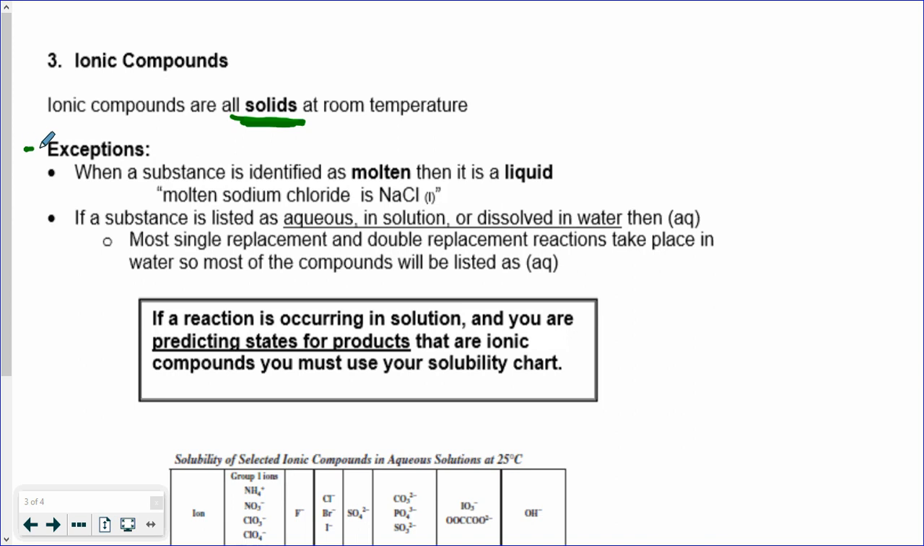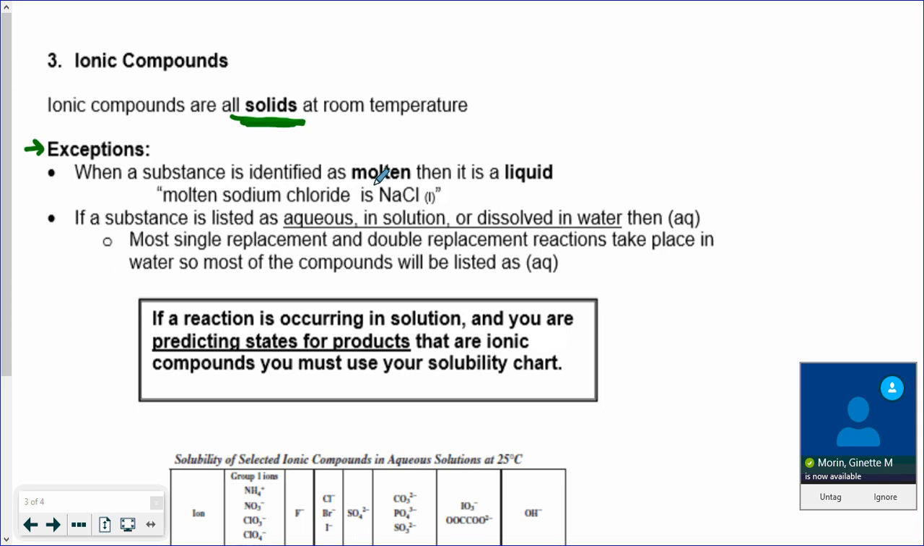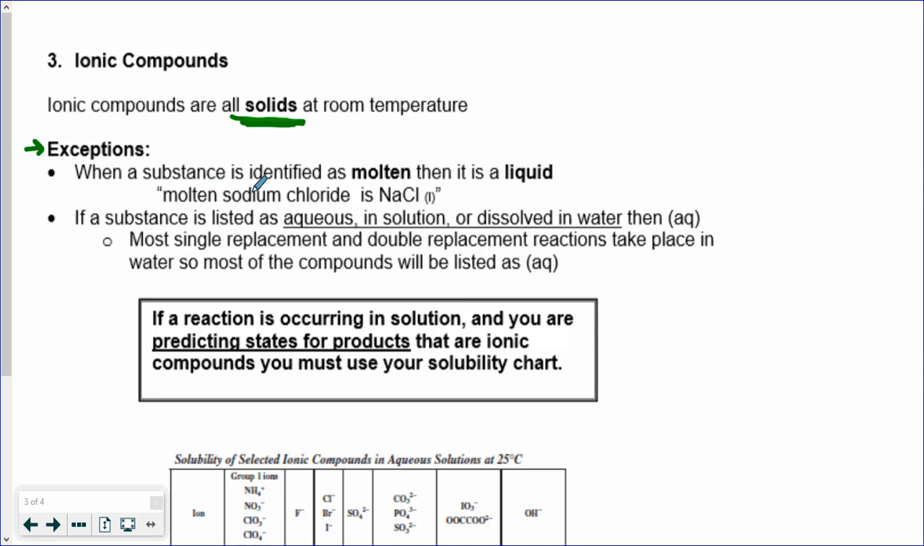But of course there are exceptions. When a substance is identified as molten, then we're talking about the liquid form of it. So if something is molten, then it is a liquid. Molten sodium chloride is table salt that we've heated up. If you think of molten rock, lava, sodium chloride molten would be NaCl as a liquid. It's just heated to a higher temperature so that it can become a liquid.